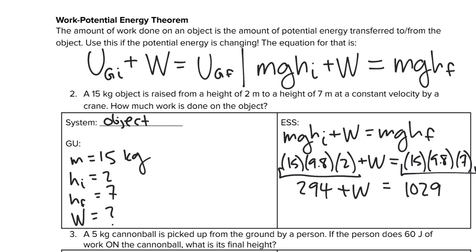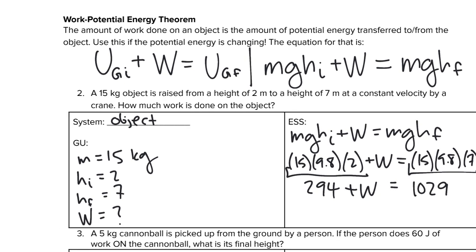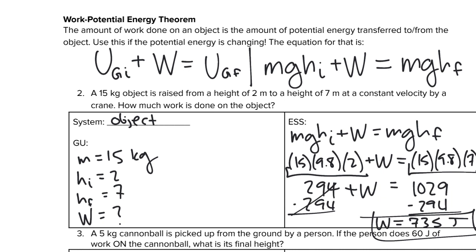The crane did all that extra work and gave it all that extra energy to get up to the 1,029. So what we need to do here is subtract off 294 to get our work. That cancels out, and you have a work of 735 joules done by the crane on the object. All right, we get a positive answer here because our object is being raised. It is gaining energy as that happens.